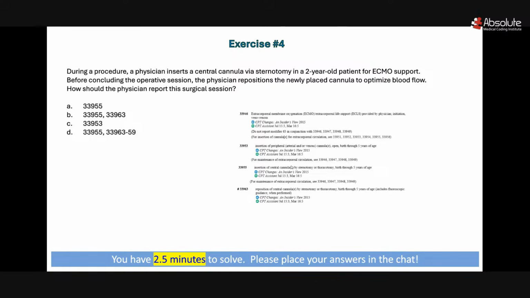Next one. How should the physician report the surgical session? Option A, 33955. Option B, 33955 and 33963. Option C, 33953. Option D, 33955 and 33963 with the 59 modifier. During the procedure, the physician inserts a central cannula via sternotomy in a 2-year-old patient for ECMO support. Before concluding the operation, the physician repositions the newly placed cannula to optimize blood flow. How should the physician report this surgical session? And coders, your time begins now.